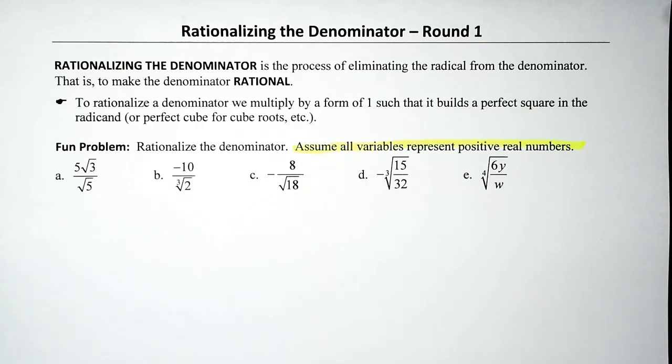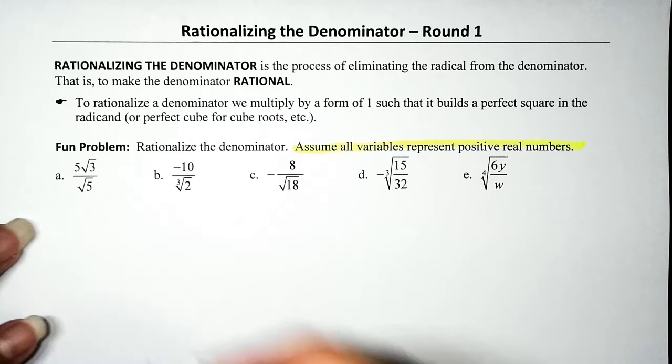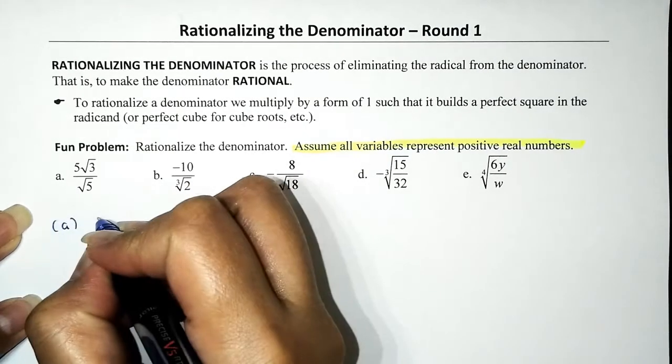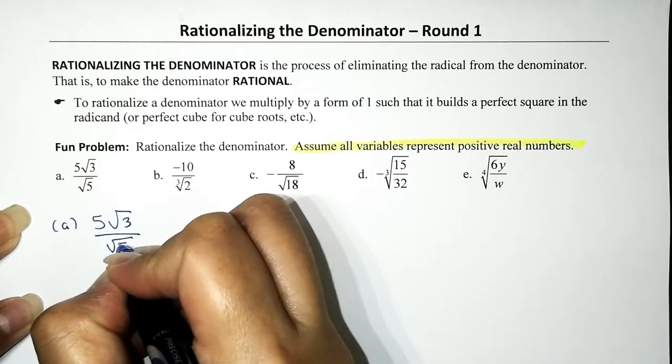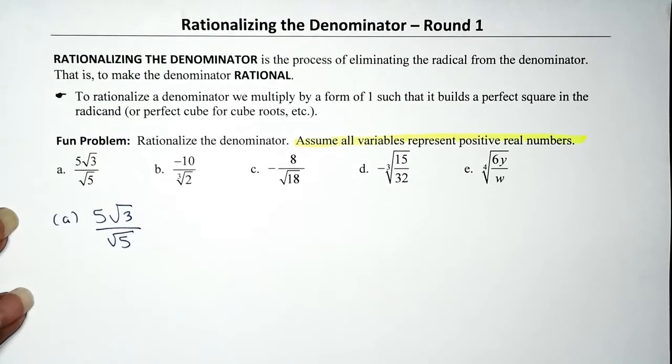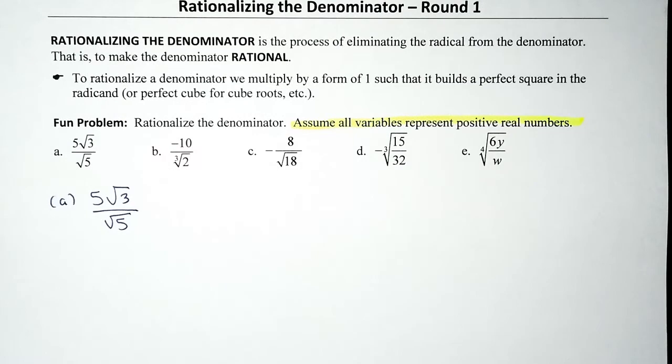Let me go ahead and write down problem A. If I know how to count, we have 1, 2, 3, 4, 5 problems. Let me write problem A with you. So we have 5 times the square root of 3 over the square root of 5. Okay. The question is, how do I rationalize the denominator?